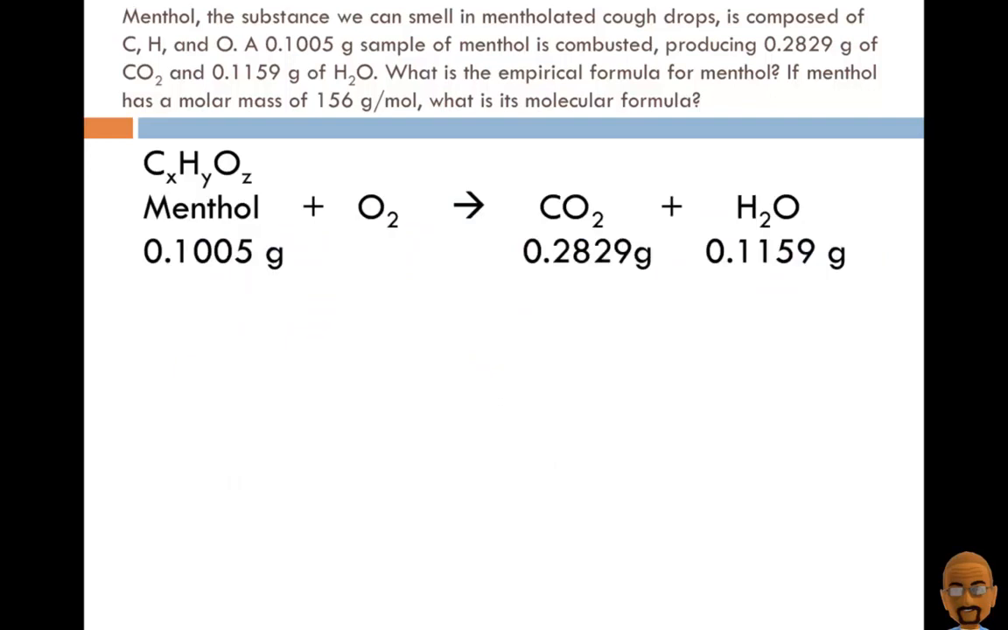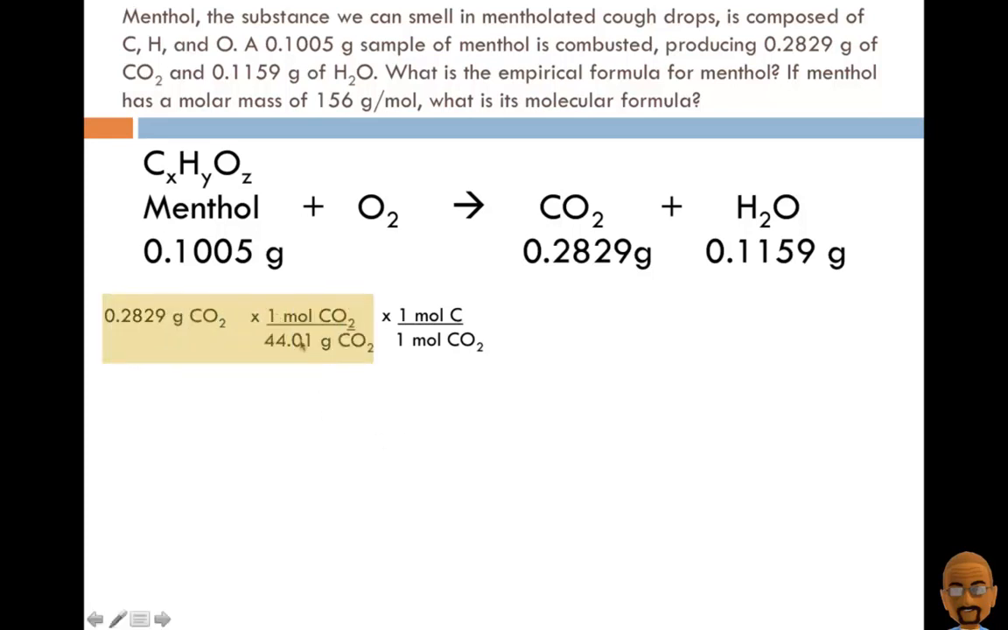So we take a look at the information that we're given, and we're told that we get 0.2829 grams of carbon dioxide. And what I want to do with that information is figure out how many moles of carbon are present in that sample. And of course, I also want to figure out how many grams of carbon are produced. And to do that, I'm simply going to set up my dimensional analysis. This first step here, multiplying by 1 mole of carbon dioxide per 44.01 grams of carbon dioxide, converts the grams of carbon dioxide to moles of carbon dioxide.